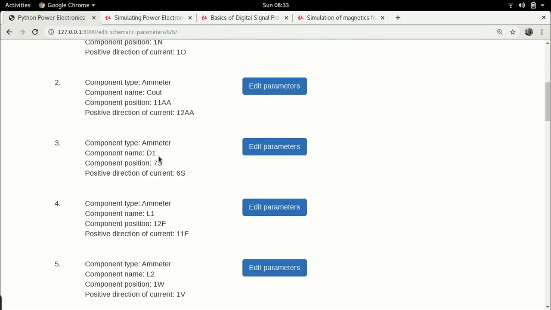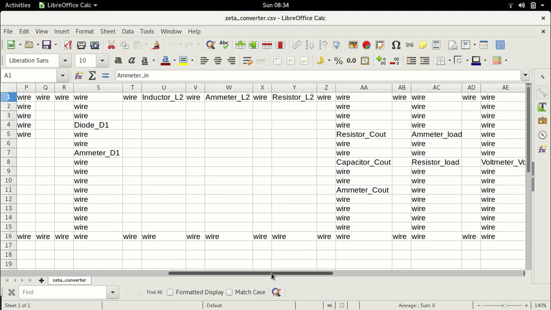And finally there is ammeter D1. This is a fairly important one. Let's go.